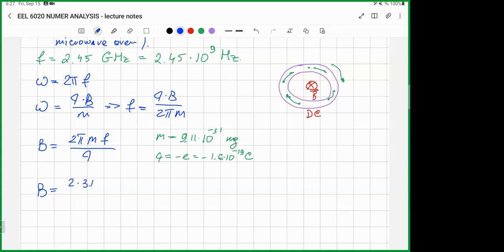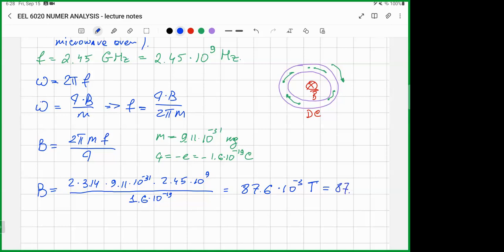So it's going to be 2 times 3.14 for the pi, then 9.11 times 10 to the power of minus 31, then times 2.45 times 10 to the power of 9, okay, and divided by the charge 1.6 times 10 to the power of minus 19. Okay, so the answer is around 87.6 times 10 to the power of minus 3 Tesla, or 87.6 millitesla. So it's indeed around the right number, 87 millitesla. So this is actually not that strong a magnetic field. The magnetic field is pretty weak in the magnetron.